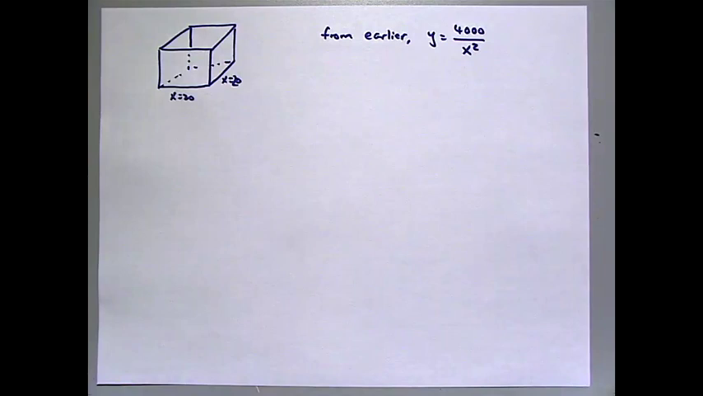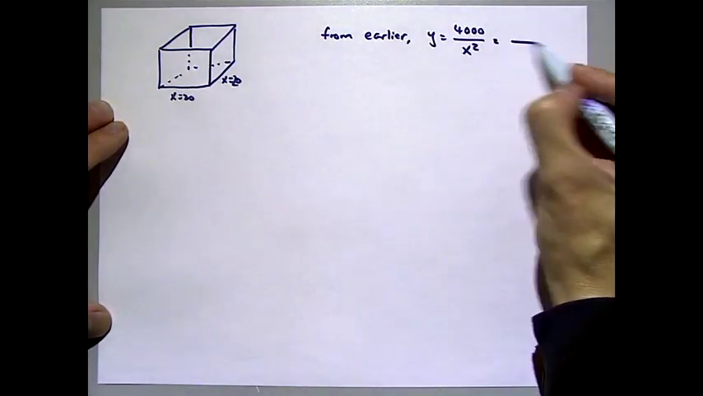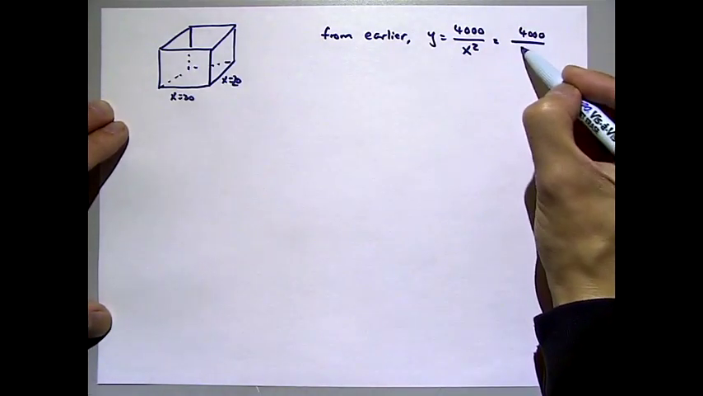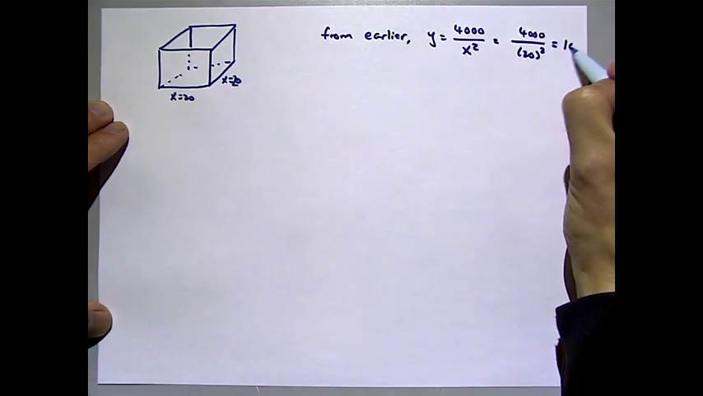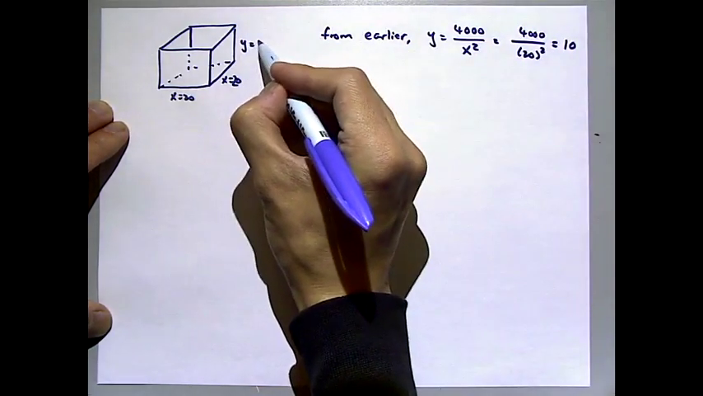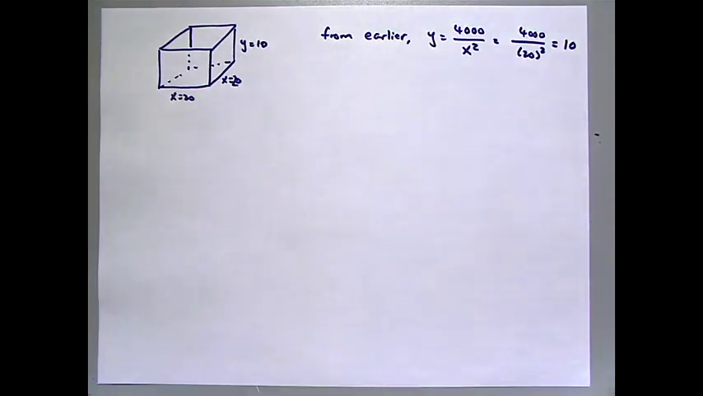A little bit earlier, about the third way down from the top of the last page, we had the equation y is equal to 4,000 over x squared. Once you know one of them, you know the other automatically. And we get a 10. Okay, so what this means is that we want the box to be 20 by 20 by 10 to minimize the surface area.